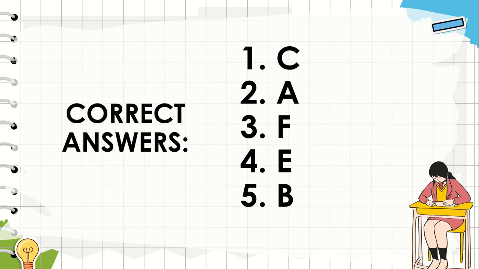So the correct answers for number 1, C. Number 2, A. Number 3, F. Number 4, E, and number 5 is letter B.